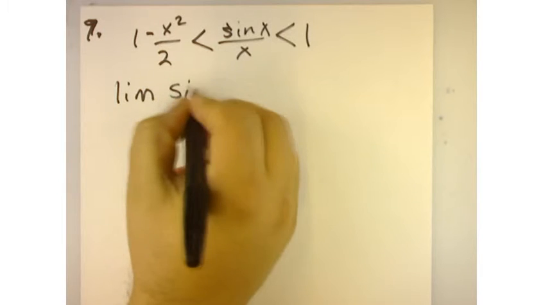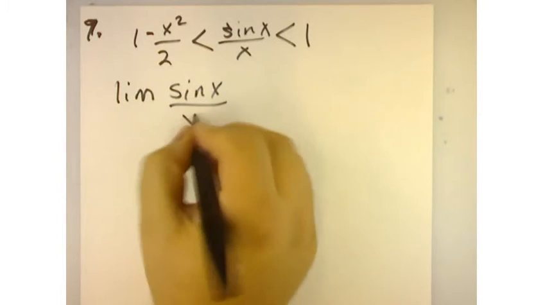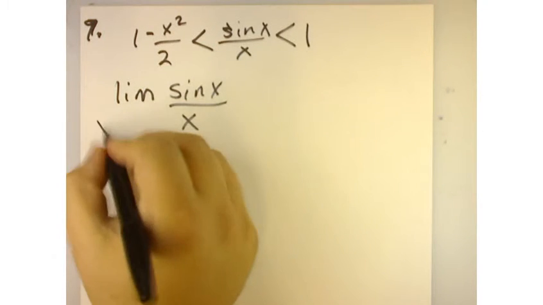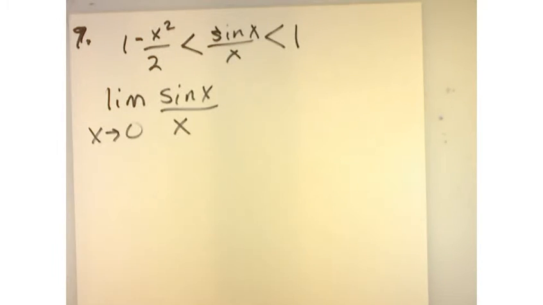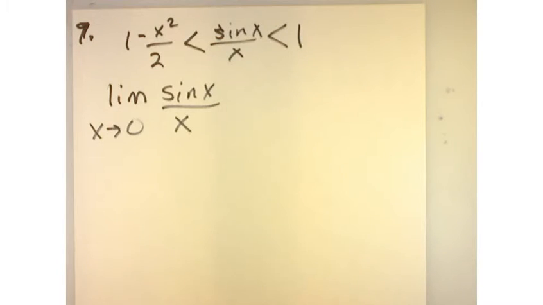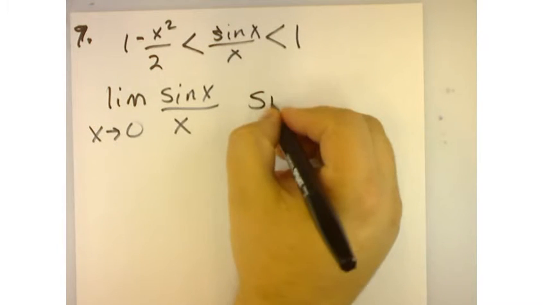of sine of x over x as x approaches 0. So here we can't just plug in 0 because you'll have 0 in the denominator. Now there's a reason they told you that sine of x over x is bounded by these two functions. This is a sandwich theorem. So we just do this by sandwich theorem.